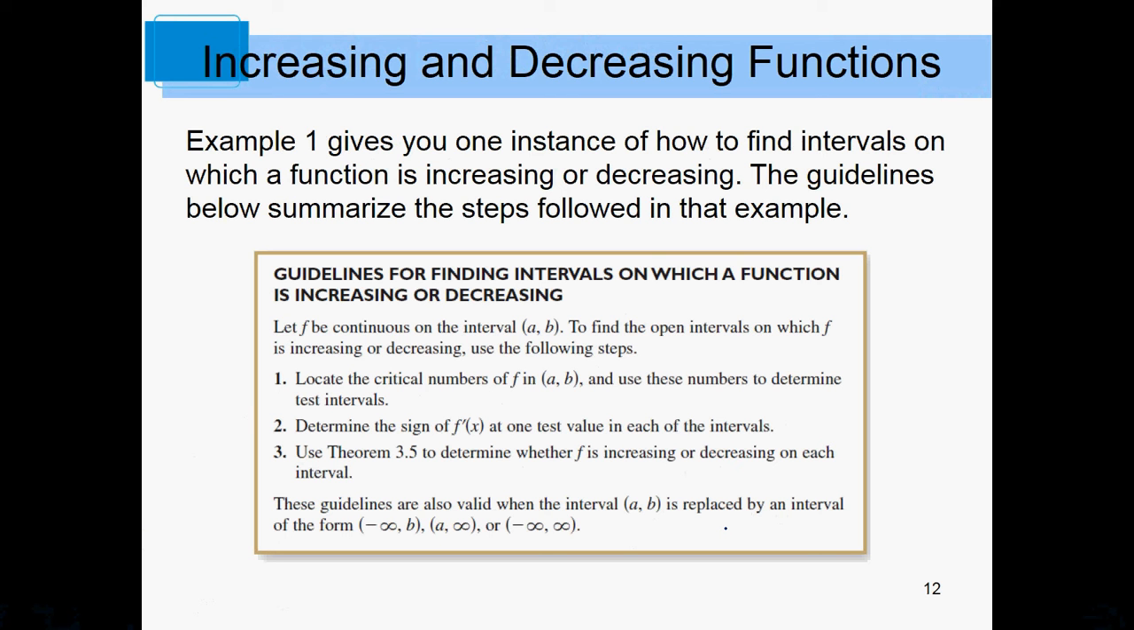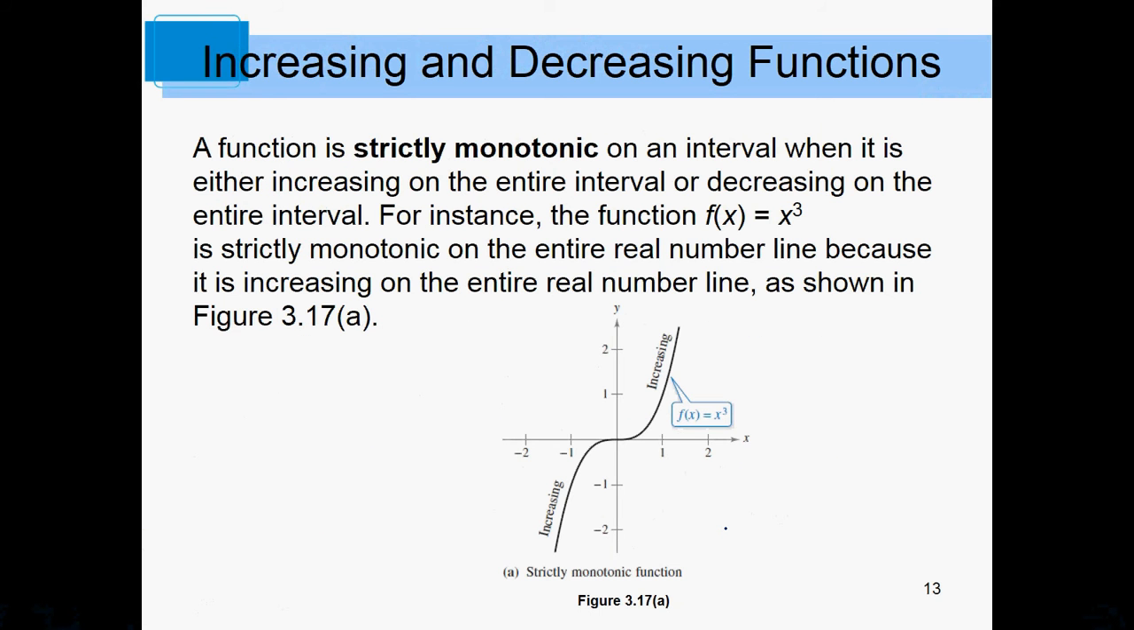These guidelines are also valid when the interval from a to b is replaced by an interval in the form of negative infinity to b, a to infinity, or negative infinity to infinity. So it doesn't matter what our normal interval from a to b is. Most of the time we're talking about negative infinity to positive infinity. We're talking about the entire real number line, right? Because we're graphing the entire function. But sometimes they may specifically give you from 2 to infinity or from negative infinity to 8, so that they can restrict the domain. And all these are still going to be valid.